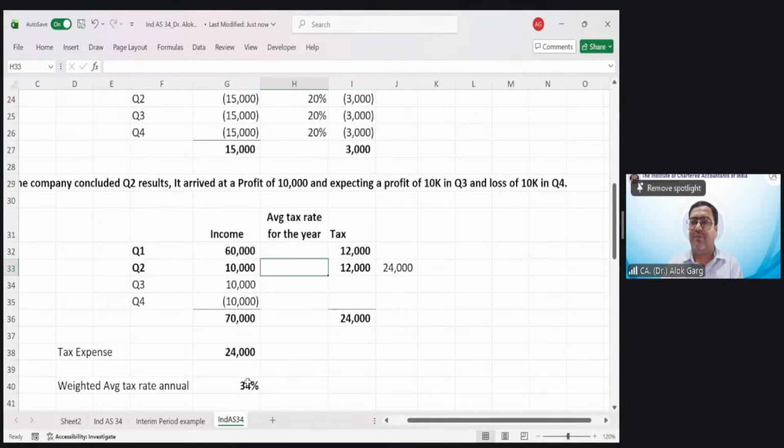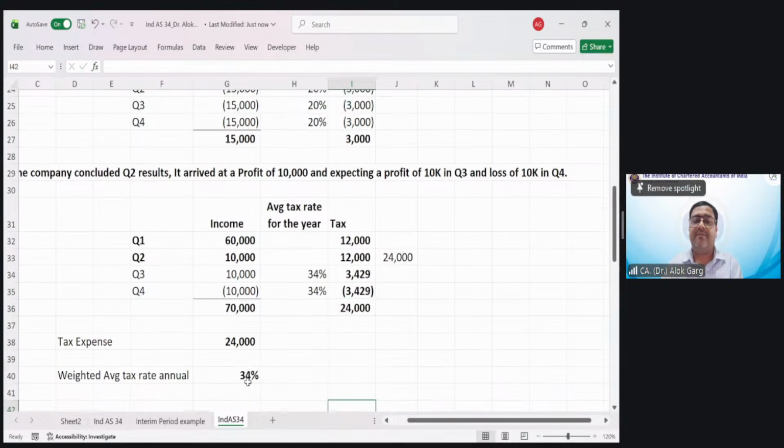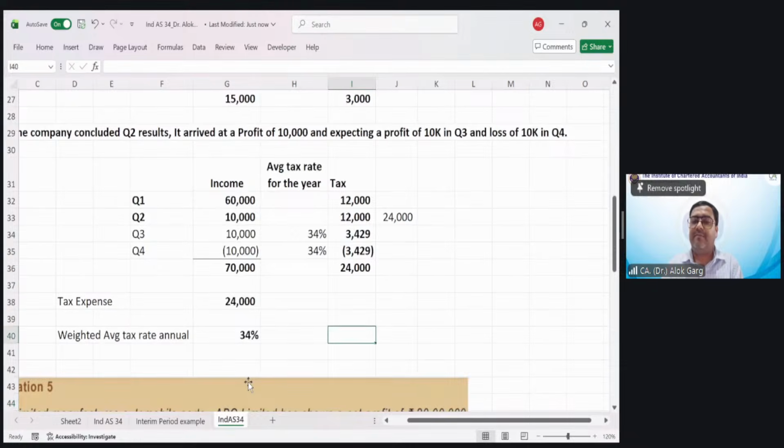Anyone who is not clear? Now, what is my estimated tax in the third and the fourth quarter? This multiplied by this. In the fourth quarter, this. This is how it is going to be calculated. Is that clear, my dear friends? Please tell me.